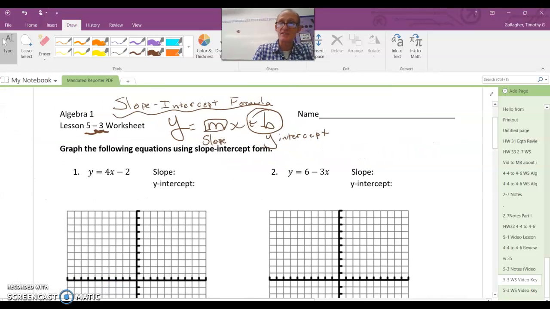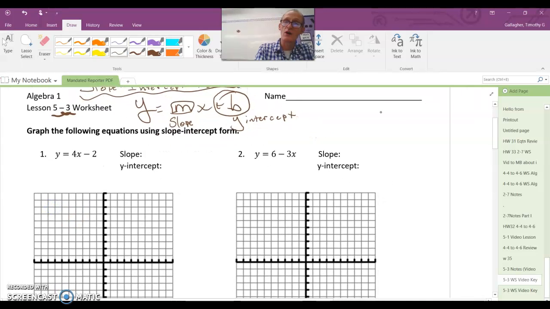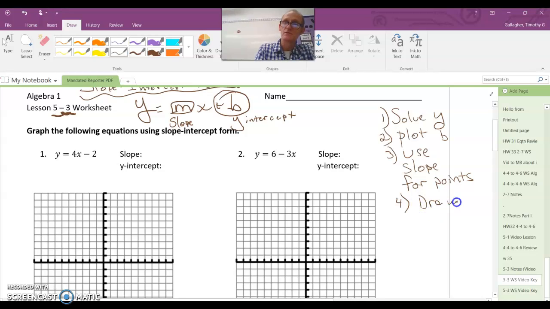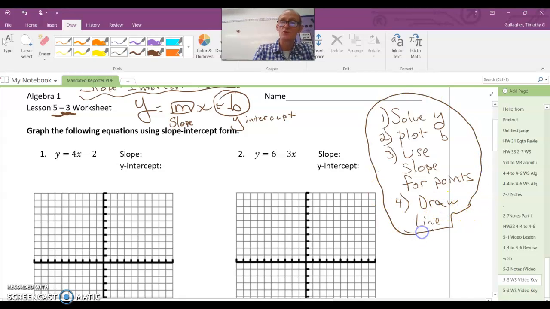And to graph these things, you're going to, 1, solve for y. 2, plot b. 3, use slope for points. Okay, and then draw a line. And that line represents the equation. So there's 3-4 steps there.